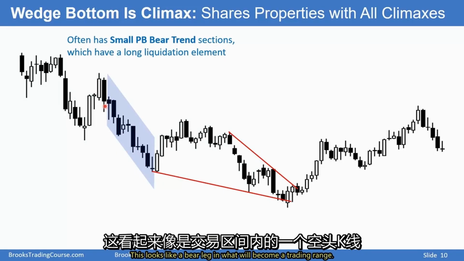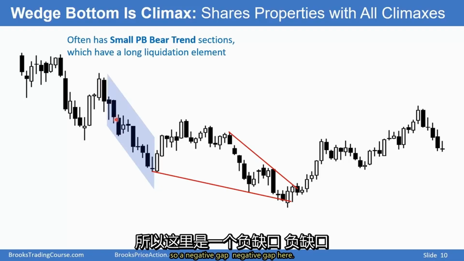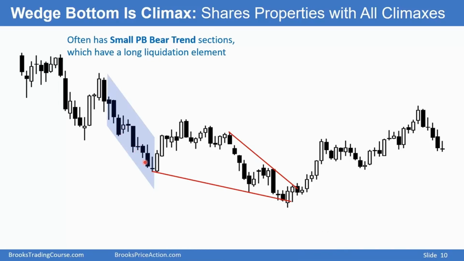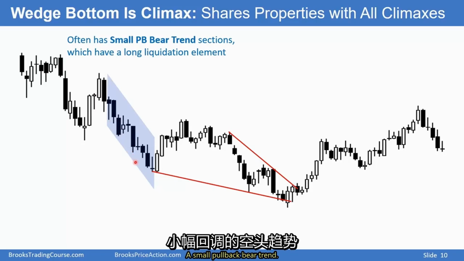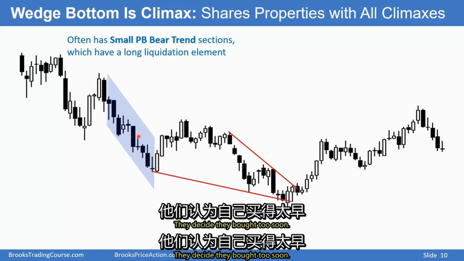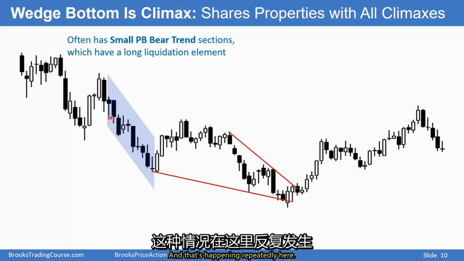We're selling off here. Not all that strong. Big bear bar, small bear bar, pair of bear bars, bull bar, bear bar, doji. This looks like a bear leg in what will become a trading range. You have to think that we have a little bit of overlap here, so a negative gap here. It's also a small pullback bear trend. And that has an element of long liquidation. Bulls keep buying, and they decide they bought too soon, they have to sell, they have to liquidate. And that's happening repeatedly here.